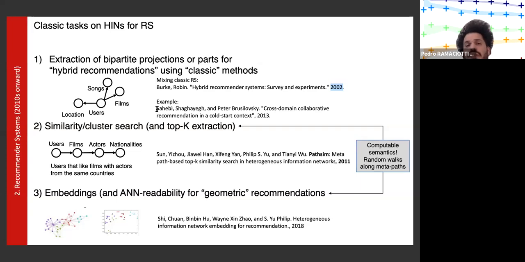And here's a very good example of that. This is the first kind of issues that came with this vision of heterogeneous information networks, to overcome some problems. For example, you want to recommend a film to someone that hasn't seen a film, but you know users that are very similar because you have some similarity.